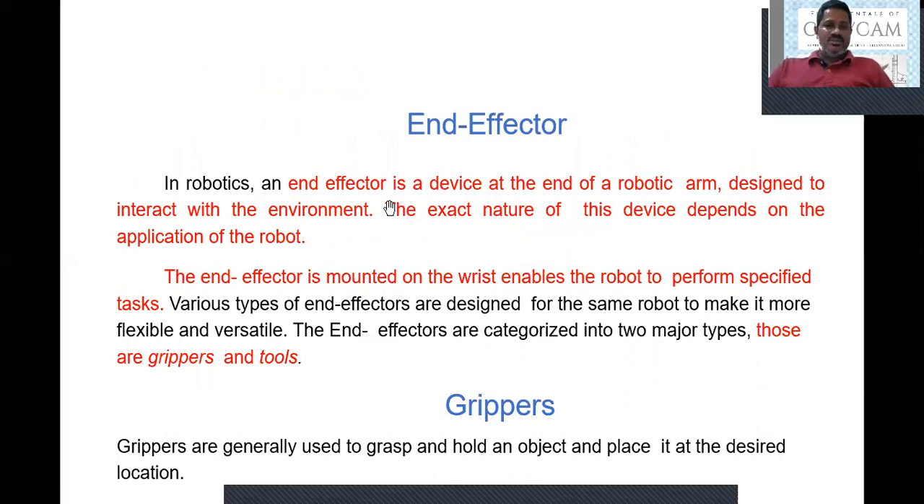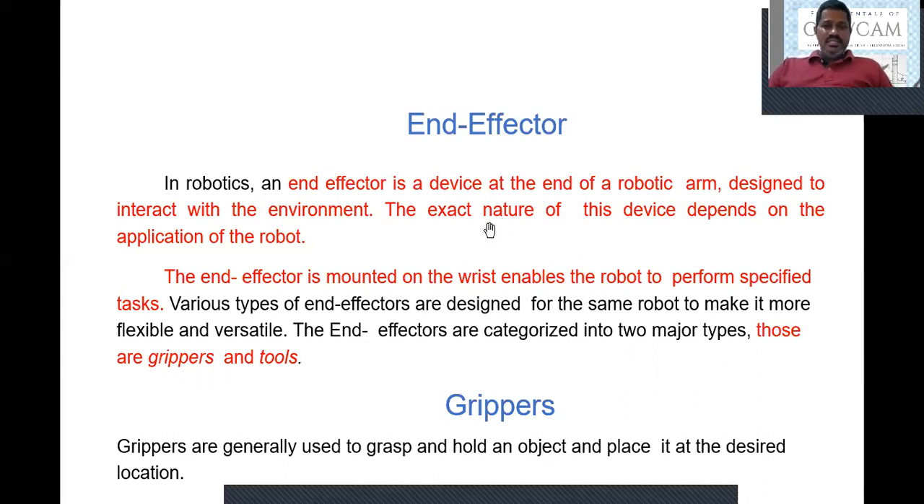As I said just now, the end effector is a device at the end of the robotic arm. This will be the end part of the robotic arm or the manipulator, specifically designed to interact with the work environment.